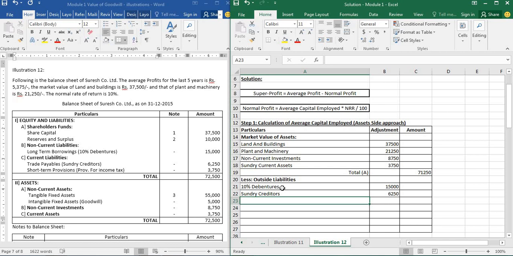Anyways, we have taken sundry creditors at 6,250, which is book value. The last liability that we have is provision for income tax, which is at 3,750 rupees. This will become our total of B.